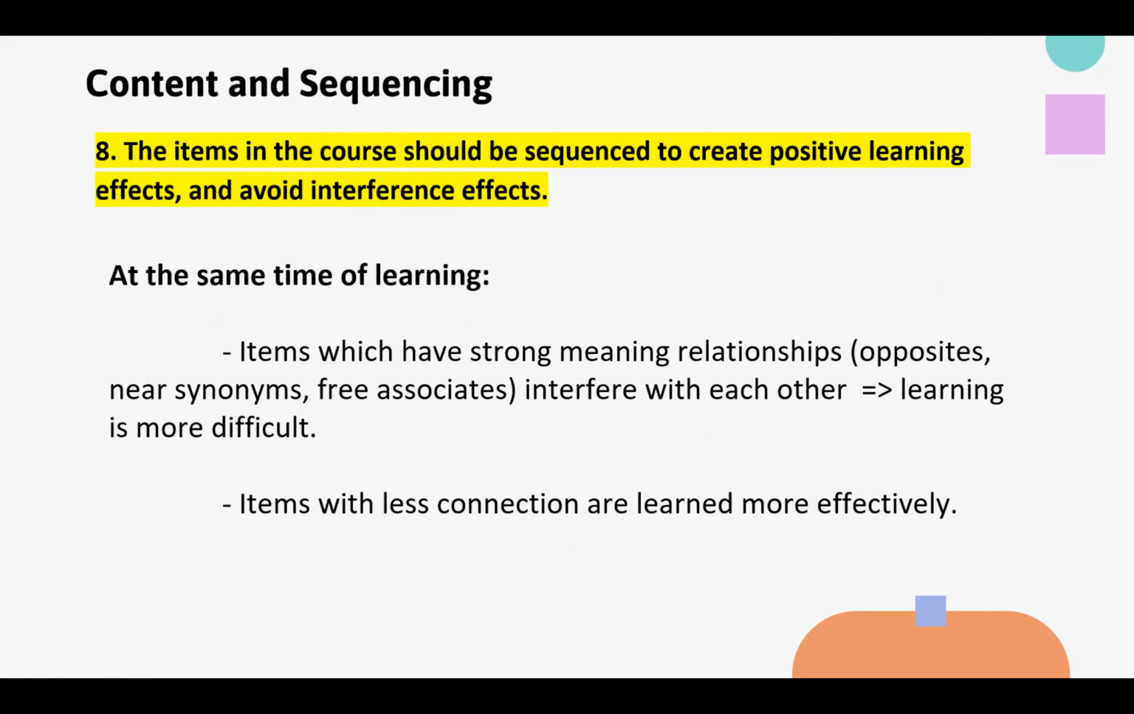Principle number 8: the items in the course should be sequenced to create positive learning effects and avoid interference effects. Research shows that if we learn at the same time items with strong meaning relationships, such as false opposites, near synonyms, or free associates, they will cause the biggest interference. It means that we can make the learning of the student more difficult. So items with less connection may be learned more effectively. That is the result, which is very opposite to the conventional idea and ideology of the teachers and the stakeholders.